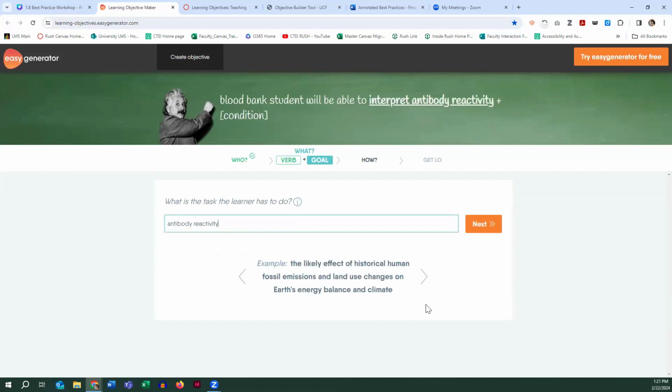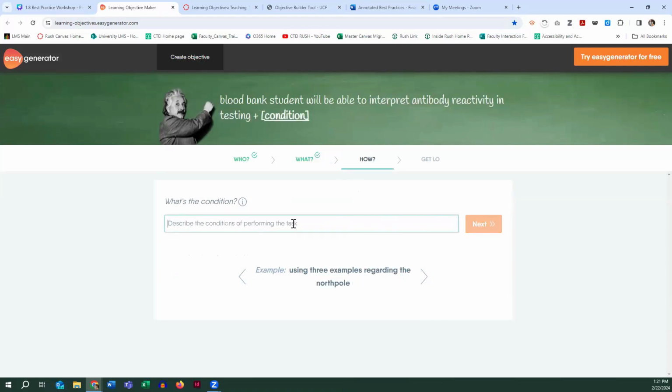Reactivity, you said? In testing. I'm going to say in testing. Okay. I'm just curious. I'm wondering. Oh, okay. So they'll be able to interpret. Great. And then the condition. How about in test tubes? I don't know. What do they want for a condition?